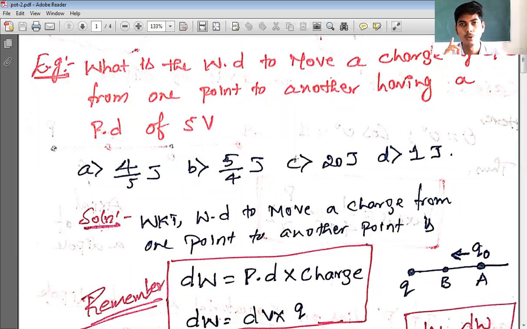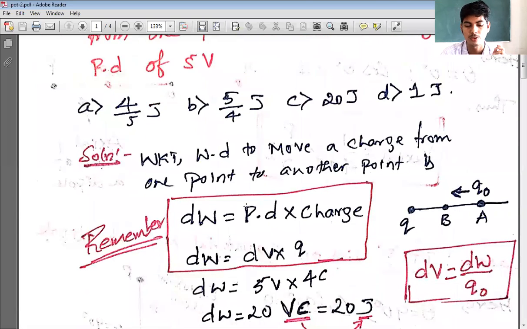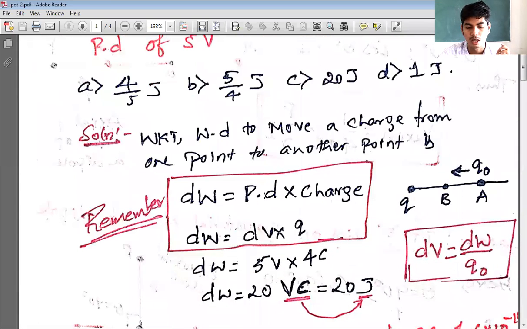See, I have told you, when potential difference between 2 points is given to you, you can always calculate work done in moving charge between those 2 points. Work done in moving charge from one point to another point is given by potential difference into charge.